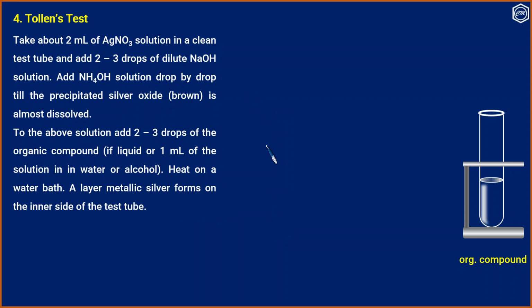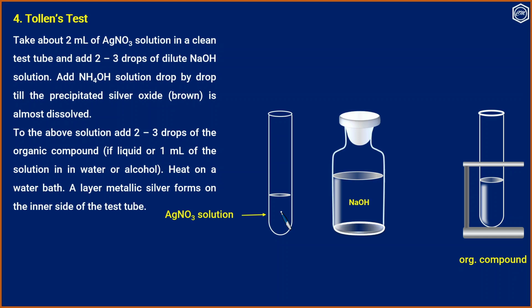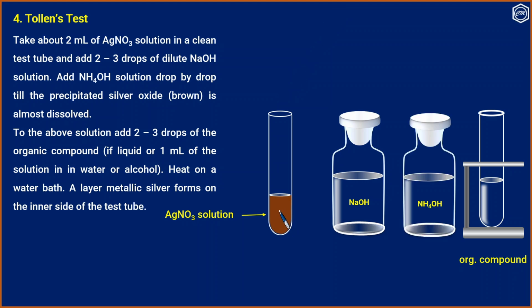First, we prepare the Tollens reagent. For that, we take about 2 ml of the silver nitrate solution in a clean test tube. Using a dropper, we are adding sodium hydroxide solution drop by drop till a brown precipitate is formed. The brown precipitate is due to the formation of silver oxide. Now we add ammonium hydroxide drop by drop till the brown precipitate is just dissolved.